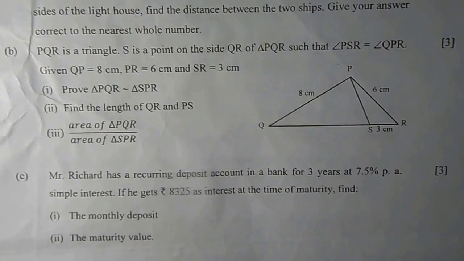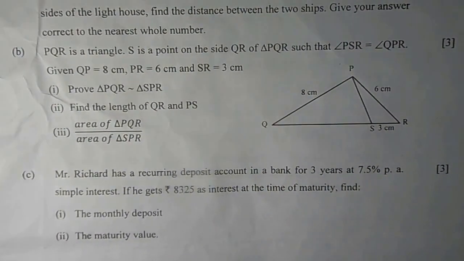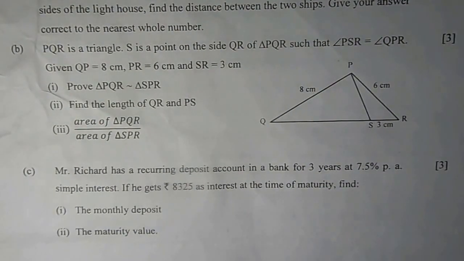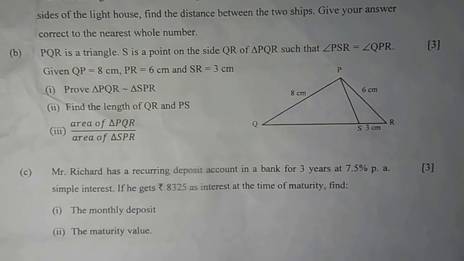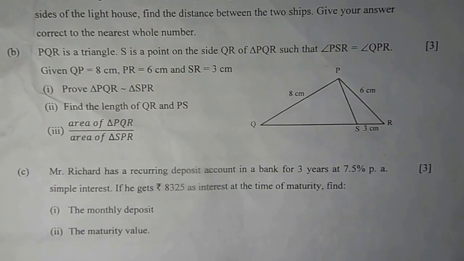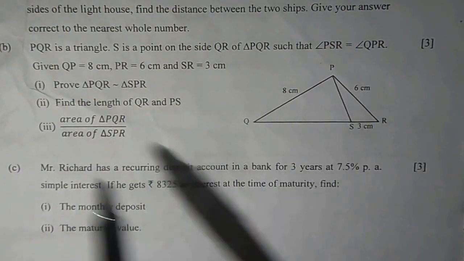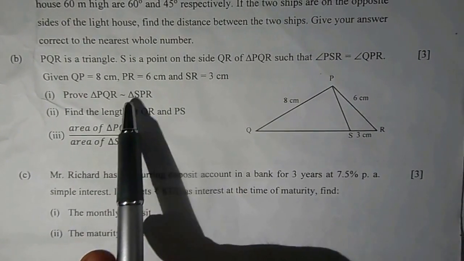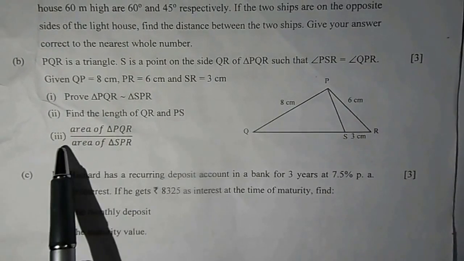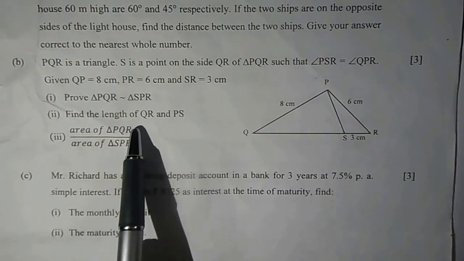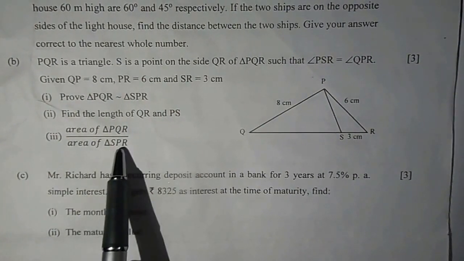This is a question from similarity. PQR is a triangle, S is a point on the side QR of triangle PQR such that angle PSR equals angle QPR. Given QP equals 8 cm, PR equals 6 cm, and SR equals 3 cm. This is the given figure. Number 1, prove angle PQR is congruent to angle SPR. Number 2, find the length of QR and PS, and number 3, the ratio of the area of triangle PQR to the area of triangle SPR.